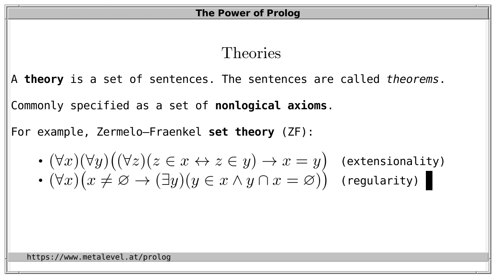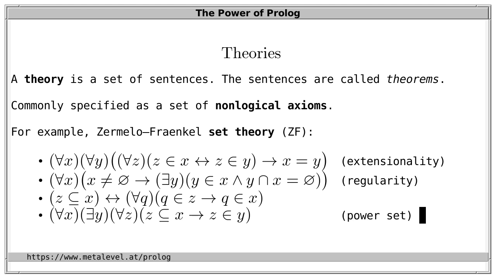Then the axiom of regularity: every non-empty set x contains a member y such that x and y are disjoint sets. And again, we can express this with a sentence. We can also express what we mean with a subset. A set Z is a subset of a set X if and only if every element of Z is also an element of X. As another example, the axiom of power set states that for every set X, there is a set Y that contains every subset of X, and so on.